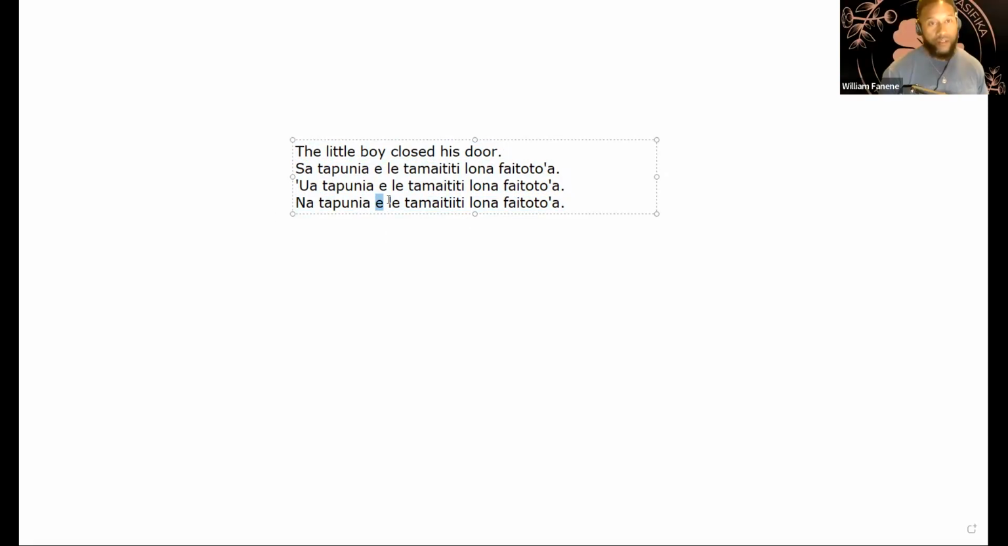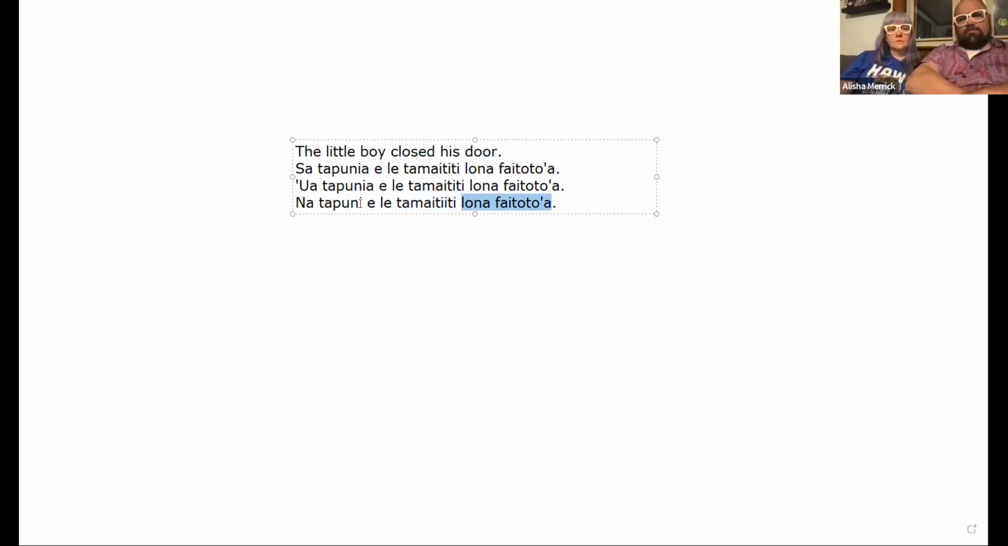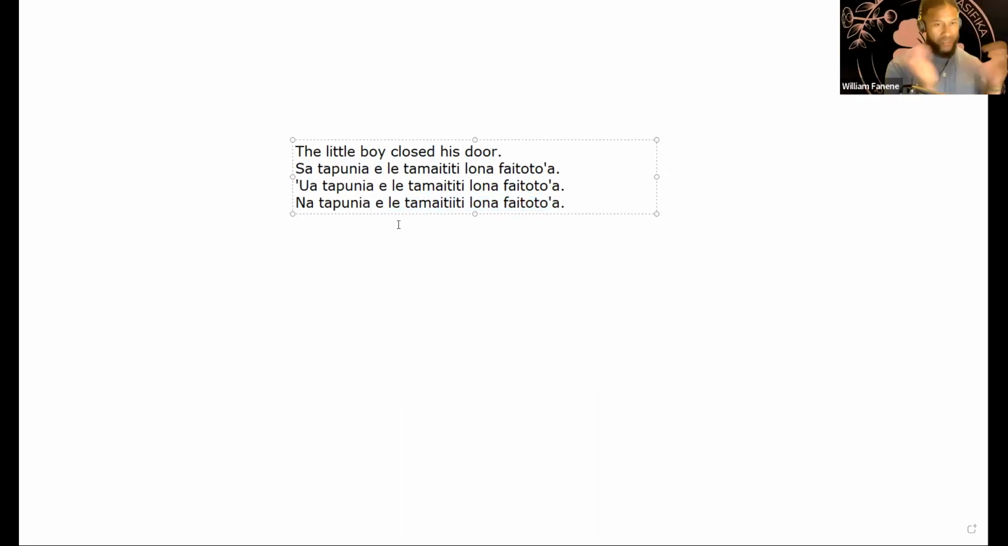Tapu, tapuni, you said tapuna, tapunia. Yeah, so it's okay to say it like that, but some people are real sticklers when it comes to saying stuff. And I'm presenting it also because if you see it, you'll know why it's there. It's because one subject did the action to another subject. It's like a transfer. One subject did the action of tapunia to Lona Faitutoa. So that's why it would be there.